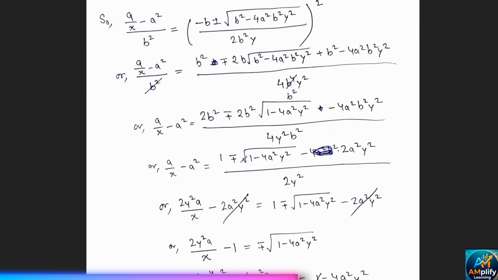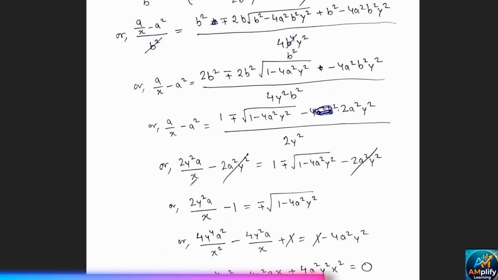So we have this one, 1 minus plus root over 1 minus 4a square y square minus 2a square y square. We are keeping this minus plus because eventually we have to remove this root over as well. So for removing this we can square, and when we square, whether it's minus or plus, we will have plus. So for that I am just keeping it, right?